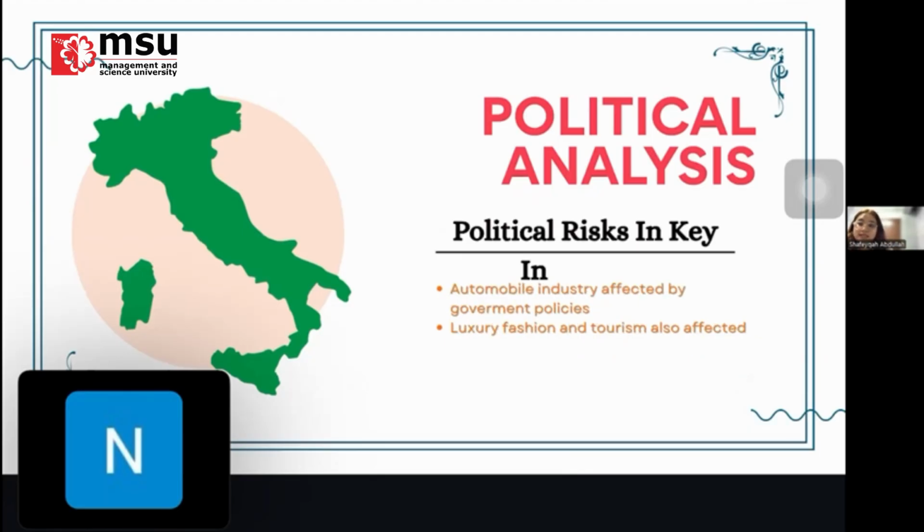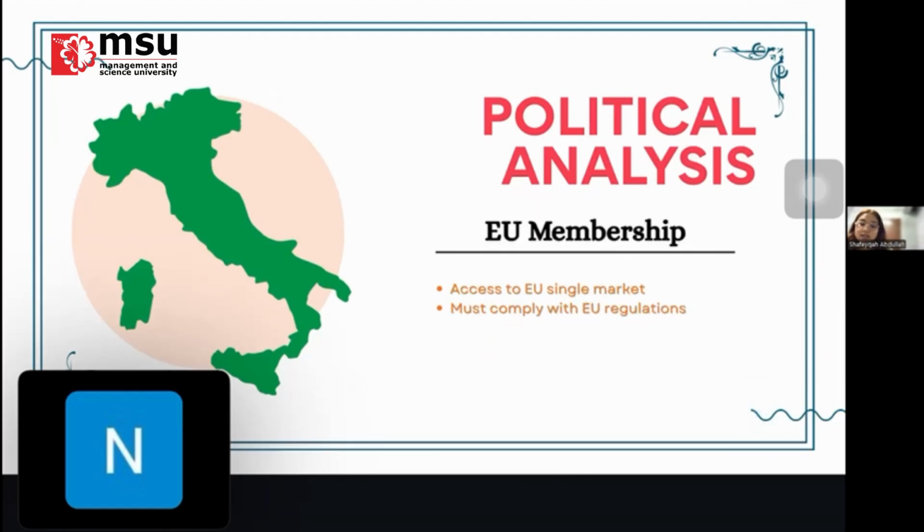Political risk in key industries. Government policy also affects key industries such as automobile, luxury fashion, and tourism, which rely heavily on stable regulation and economic policy. Lastly, Italy's membership in the European Union gives businesses access to a large single market, but companies must also follow EU trade and environmental regulations.